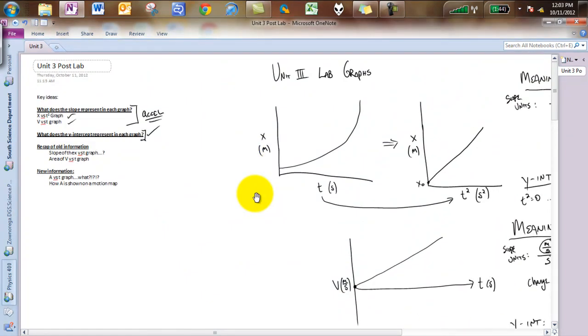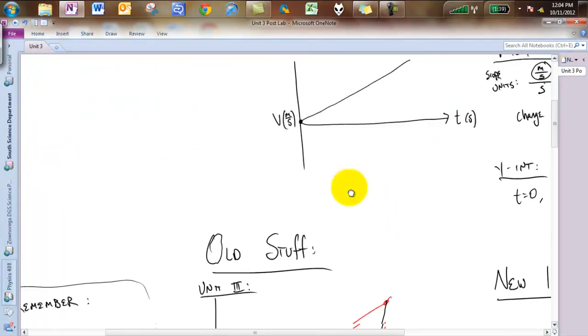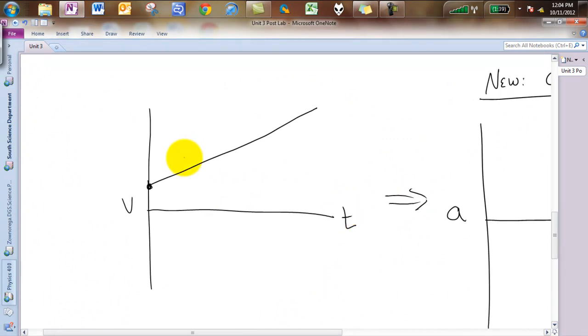So moving up, taking a look at what we have, recap of old information, slope of the x versus t graph. Remember that is the instantaneous velocity. Area of the v versus t graph, that is going to be still delta x. And finally, new information, we got this thing called an a versus t graph. So we introduced this idea of acceleration. So remember, the slope of this v versus t graph is acceleration.